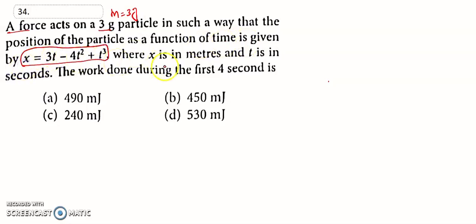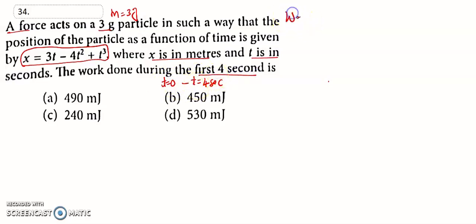Okay, what is the question? Where x is in meters and t is in seconds. Work done during the first 4 seconds. First 4 seconds means from t equal to 0 to t equal to 4 seconds. You have to calculate the work done.